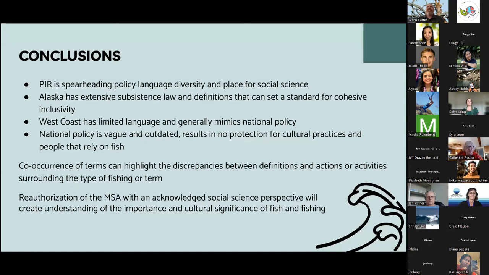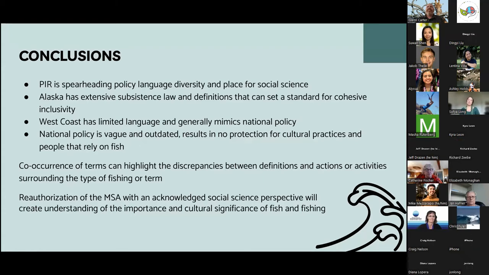So, some conclusions to summarize: the Pacific Islands region is spearheading policy language diversity in general and creating a place for social science that hopefully other regions can follow. Alaska has extensive subsistence law and detailed definitions about more than just consuming the fish or selling it, which is setting a standard for inclusivity and social science understandings of culture and the social element to fishing that can hopefully be applied again to other definitions of non-commercial fishing. The West Coast has limited language and generally mimics national policy, and national policy is vague and outdated, so this ultimately results in little to no protection for any cultural practices or people in communities that heavily rely on fish.